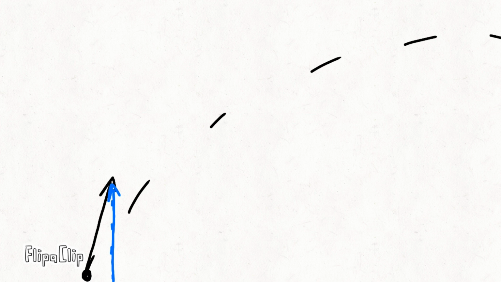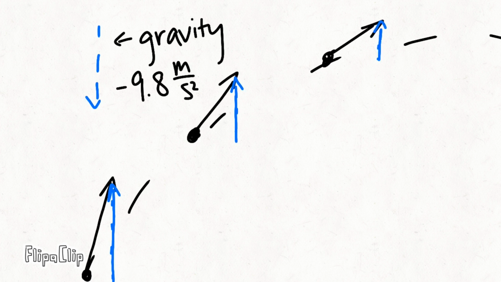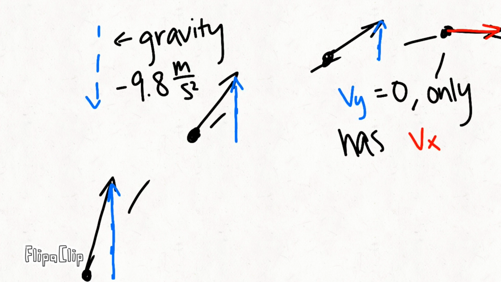Its vertical velocity would decrease due to acceleration, and at its peak, the vertical velocity is 0 and only the velocity of the object at that point is horizontal.